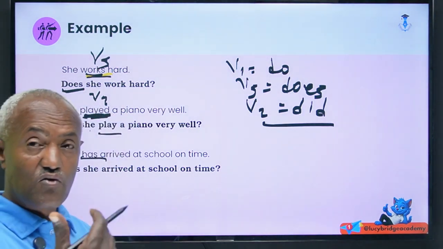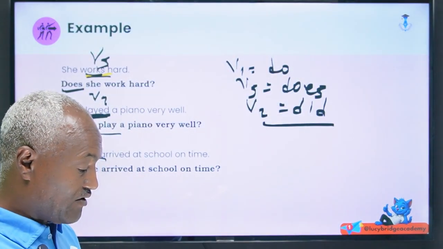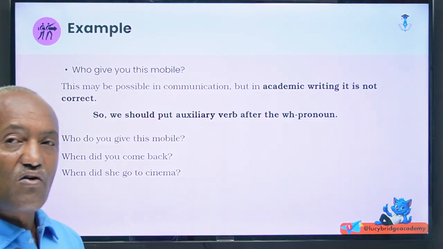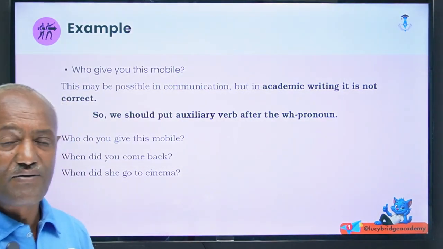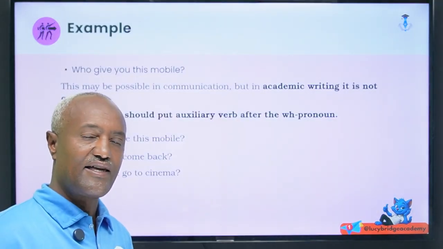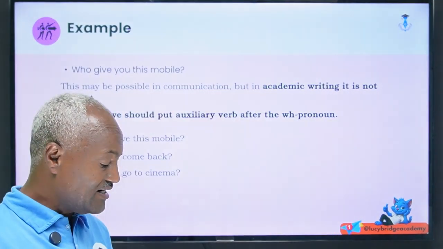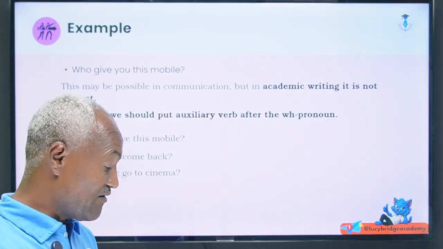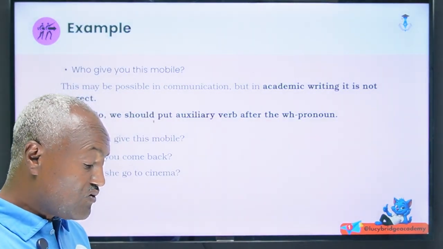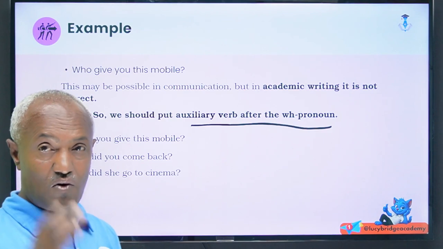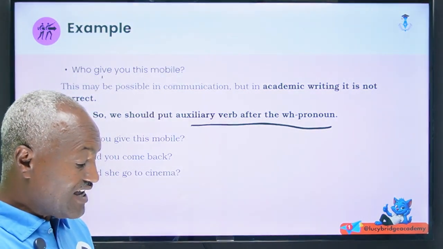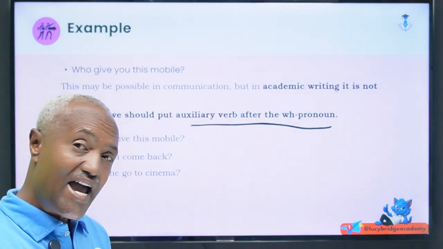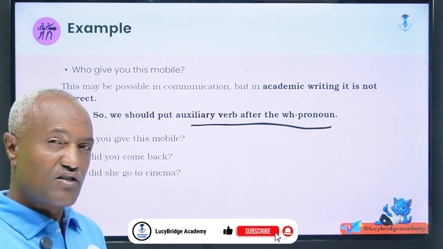And then you have to know how you form a simple or direct question with WH. For instance, most of the time in communication, people say, who gave you this mobile? Possibly, maybe you can just address it like this. But in academic writing, there must be an auxiliary verb immediately after WH. Otherwise, you may make a mistake. So we should put the auxiliary verb after the WH pronoun. Remember this. Even if it is possible in oral communication, in academic writing you have to take it.